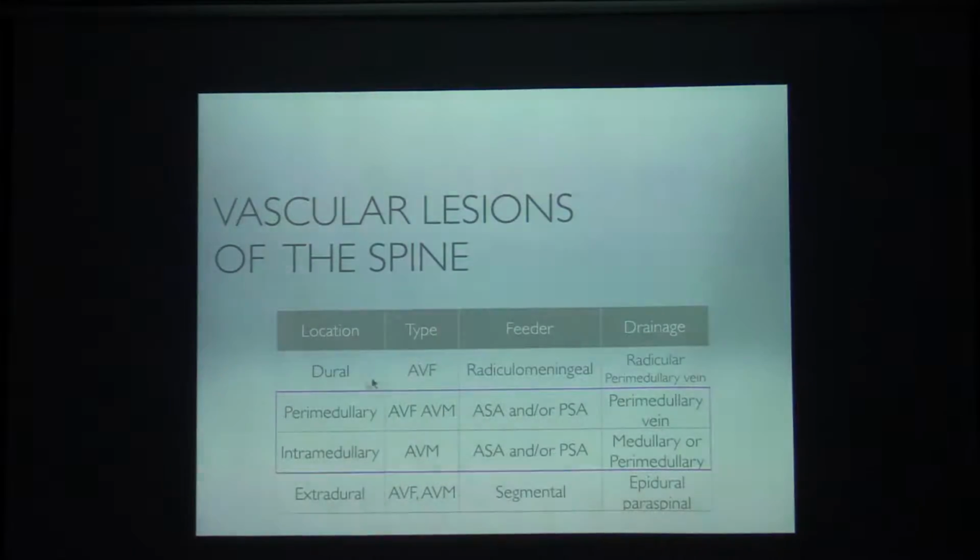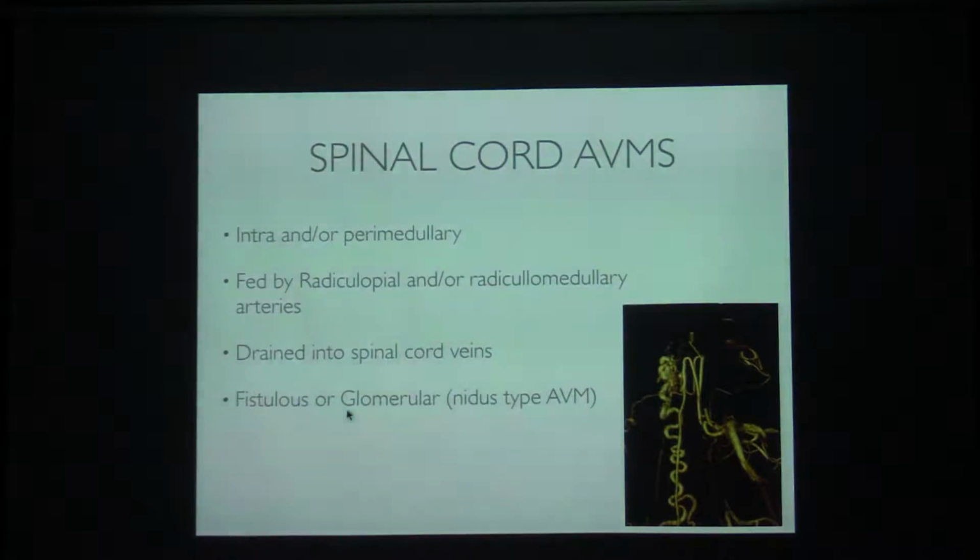So, if we look at the family, we have the dural lesions, the perimedullary or intramedullary lesions, which are like the intraaxial brain, subpial brain AVMs, and then we have the extradural lesions. So we'll start with what we call spinal cord AVMs, and it can be, as we said, an intramedullary or perimedullary lesion, and it's going to be fed, like we said, by the arteries, like pial arteries in the brain, like the carotid that's going to a brain AVM. So it's going to be fed by the radiculopial, the radiculomedullary, and the spinal arteries of the cord. And it's going to be drained into the spinal cord veins.